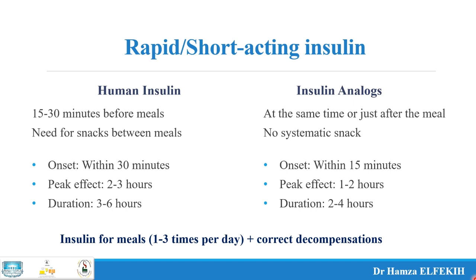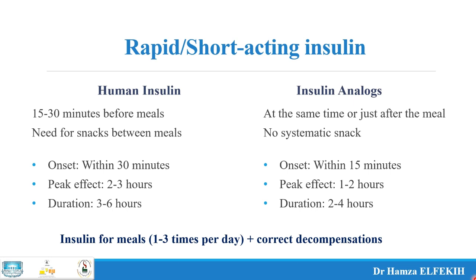On the opposite, for insulin analogs, we could administer the rapid-acting insulin analog just when we start eating or just after the meal, up to 15 minutes after finishing our meal. There are no systematic snacks because the risk of hypoglycemia is less. The effect starts after 15 minutes, the duration is up to 4 hours, and the peak effect is about 1 to 2 hours. Short or rapid-acting insulins are insulins for meals.